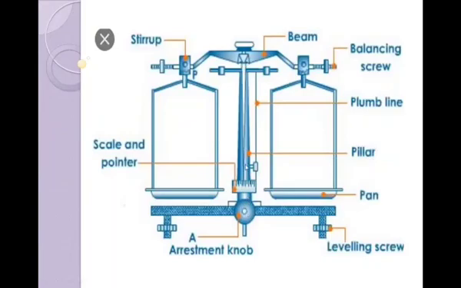So when we turn on the adjustment knob, the beam rises. If the two pans are not balanced, then we can balance these two pans with the help of balancing screw. It has a plumb line also. So what we have learned about the different parts of physical balance: adjustment knob, leveling screw, pan, pillar, plumb line, balancing screw, beam, strap. On the strap, we hang the pans, scale and pointer.